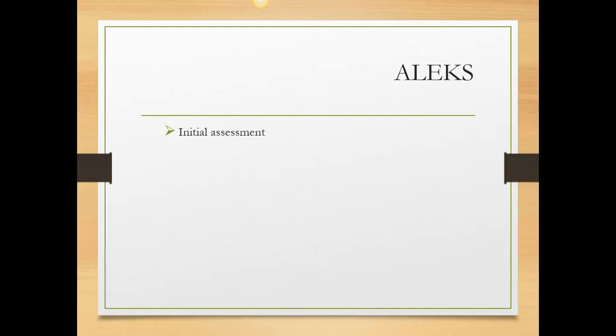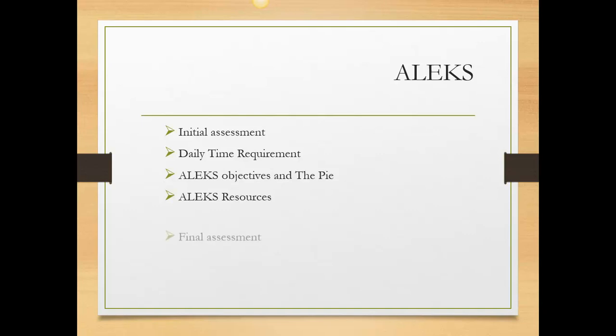So in this course, you're going to start by taking an initial assessment, and this assessment is basically going to tell what information and skills you already have as it pertains to mathematics. There's going to be a daily time requirement, as mentioned in the syllabus. And the main portion of ALEKS is the objectives and the pie chart. There are also ALEKS resources, which is where you will find your study skills assignments. And then there is the final assessment, which is the last portion of ALEKS that you're going to be expected to complete for this course.